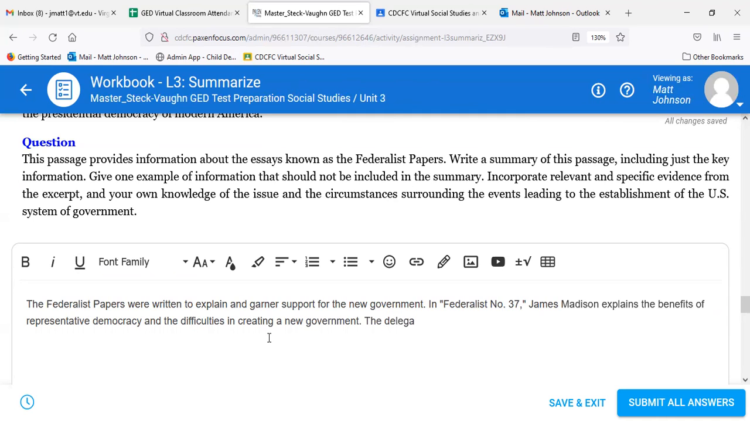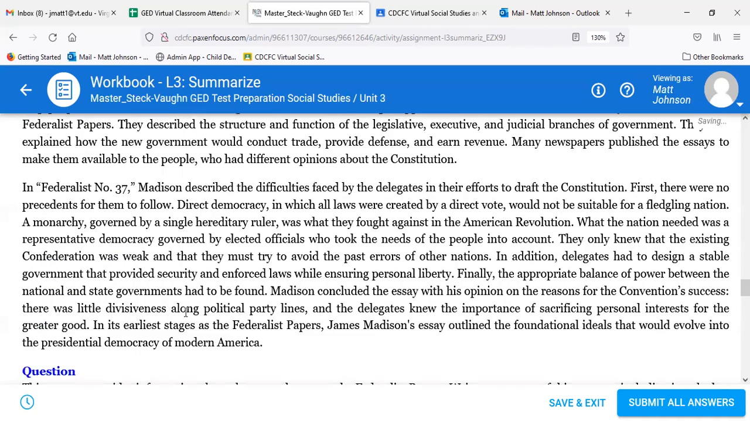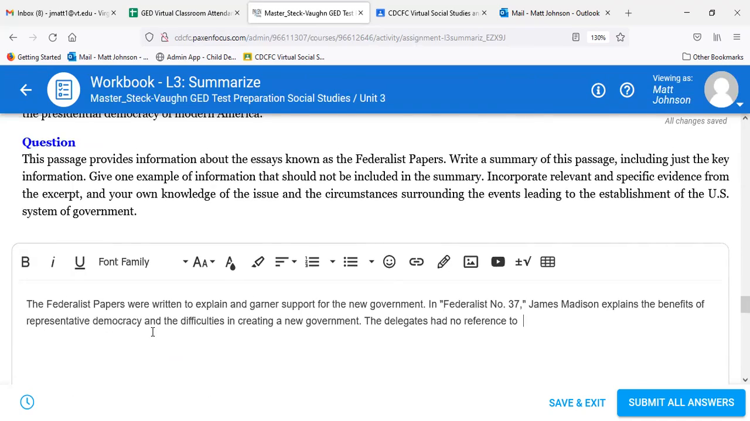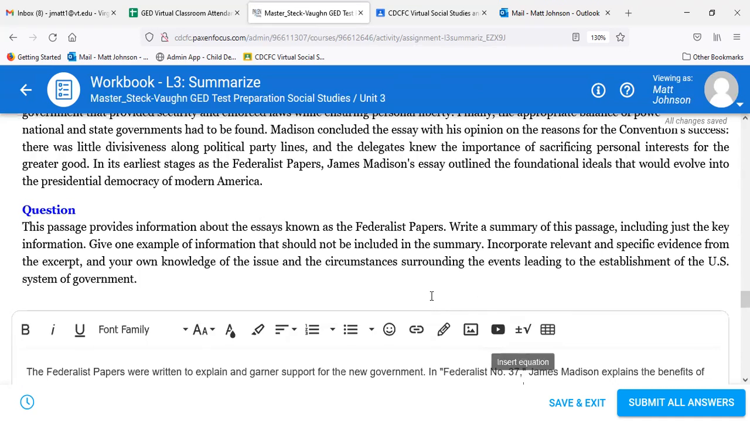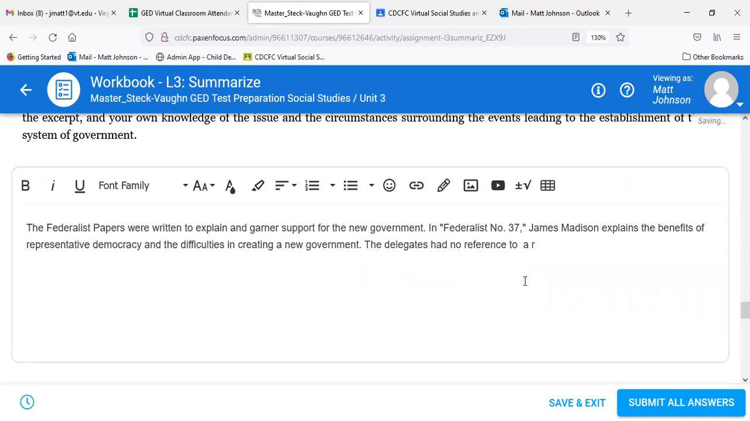The delegates had no reference to a representative democracy to help them. Right.